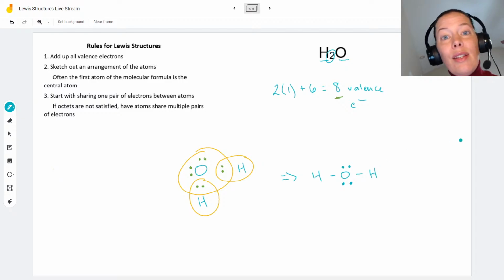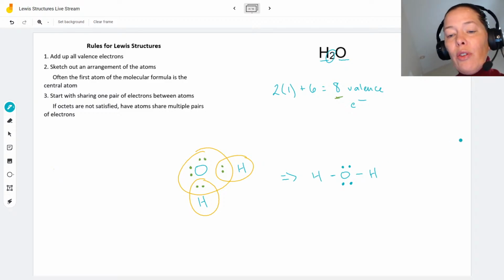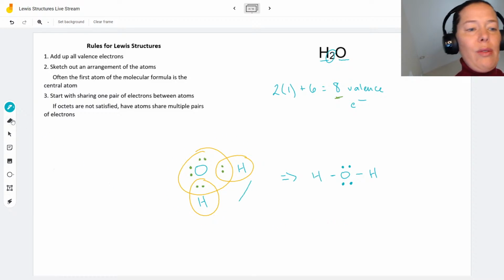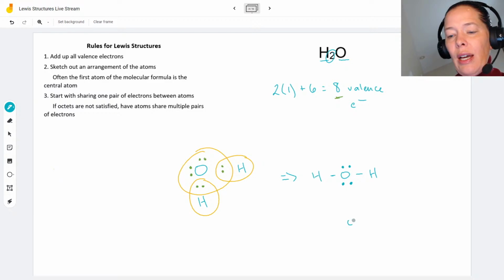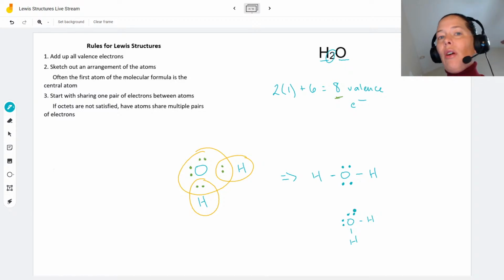And this is the Lewis structure for water. Now, you could have also drawn it kind of like I drew it here, sorry about that stray mark, with the oxygen bonded to the hydrogen, and then a lone pair on top and to the left. These are equivalent structures. They're completely the same. It does not make a difference.